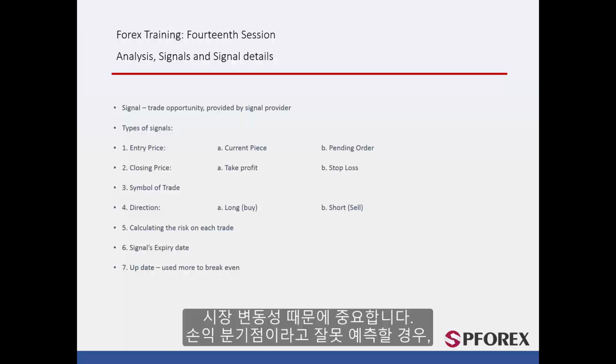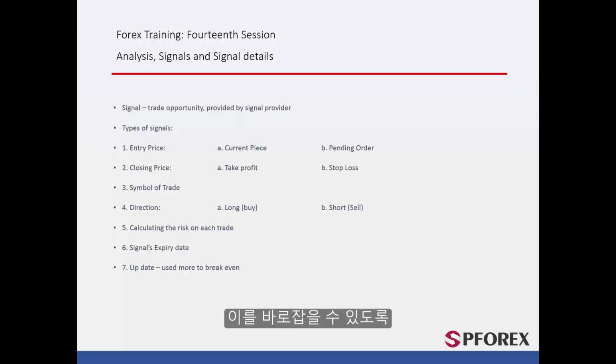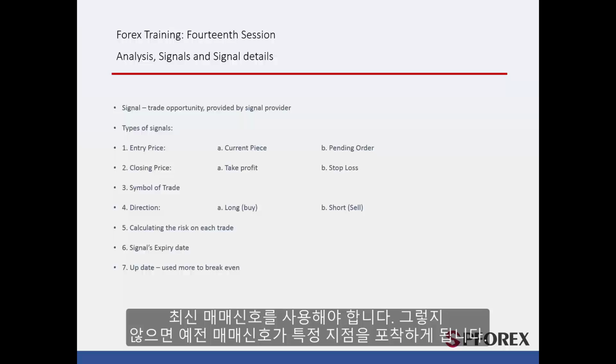A signal's data must be up to date to compensate for any wrong speculation, known as break-even, or it may confirm the previous signals on that certain spot.